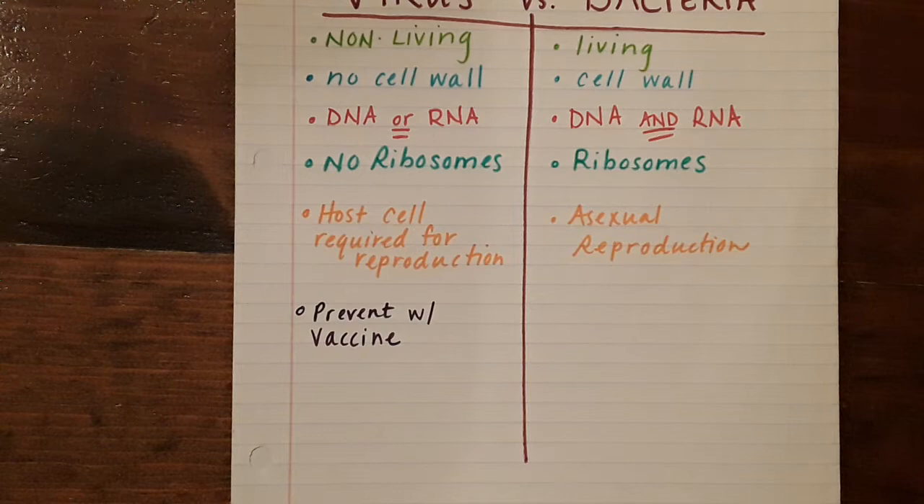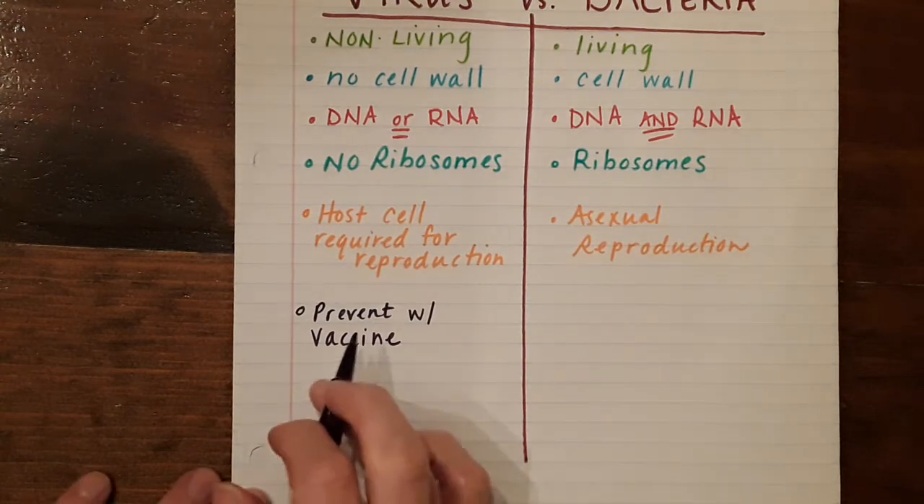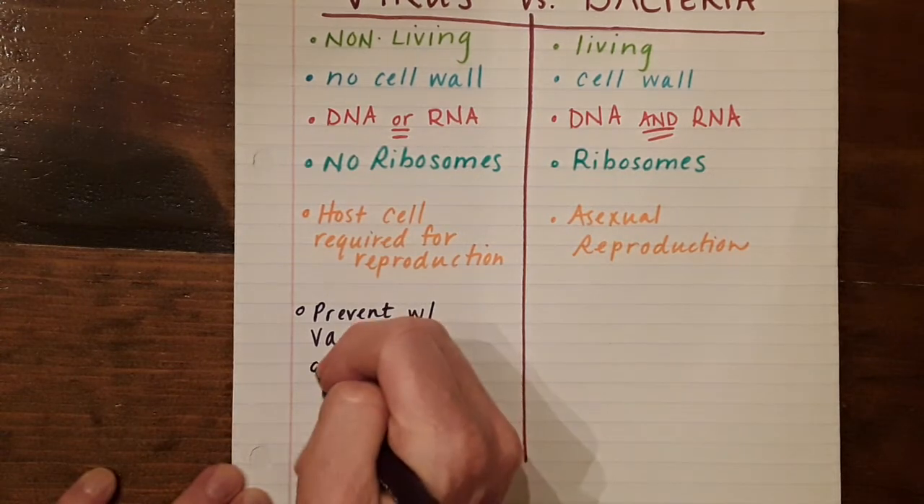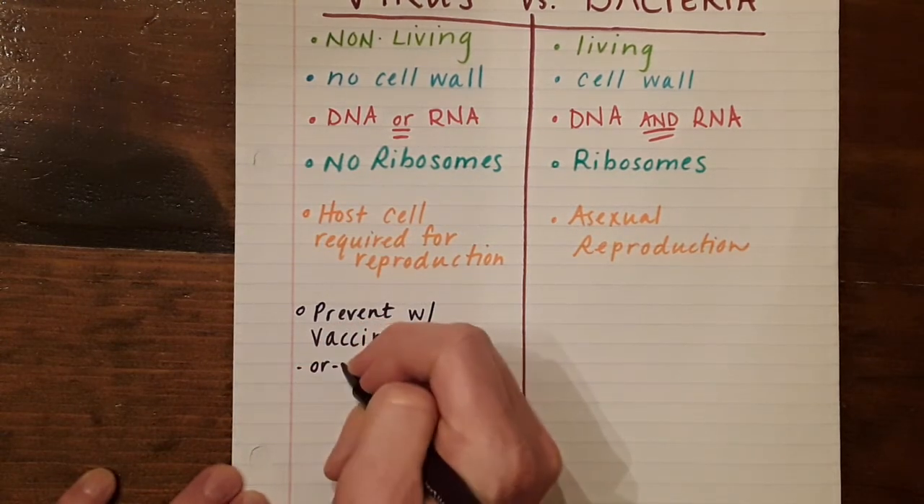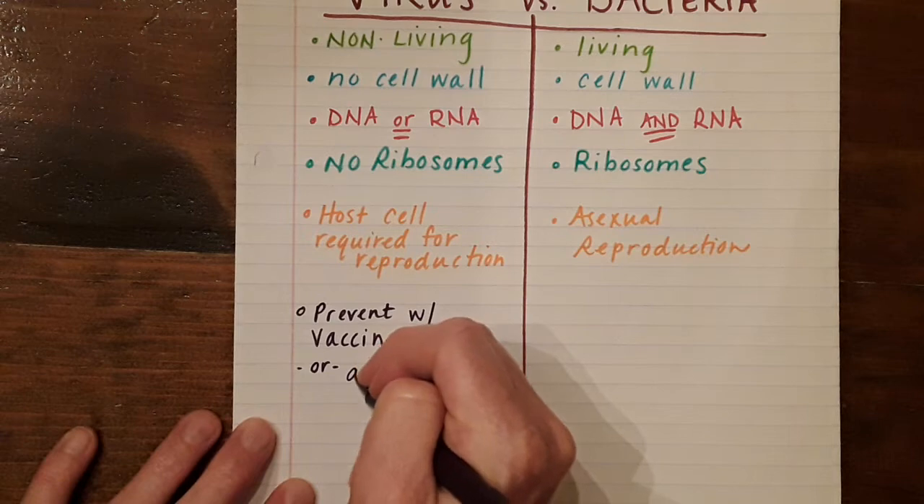Right now, you guys can think, because we don't have a vaccine against the coronavirus, how are we ensuring that it's not spreading from person to person? We're keeping people separated. And if you're not around other people, then the virus can't spread to you. So we prevent with a vaccine, or we can treat people who have a viral infection with some antiviral meds.